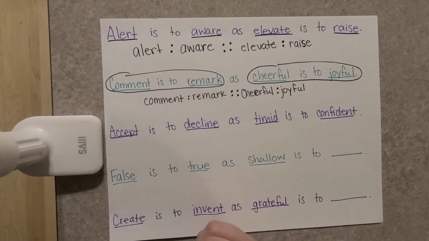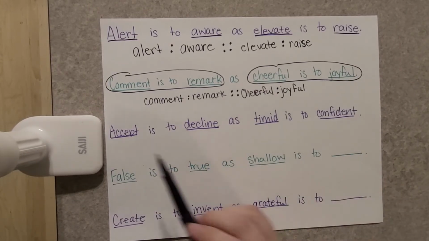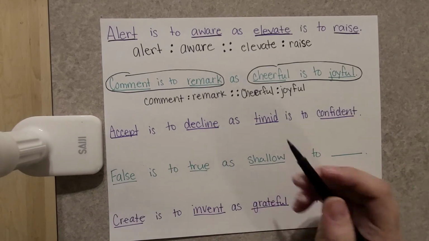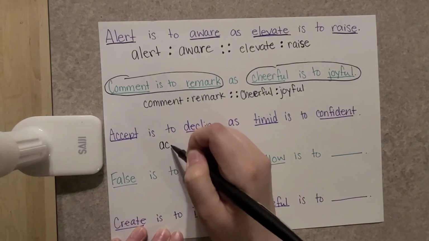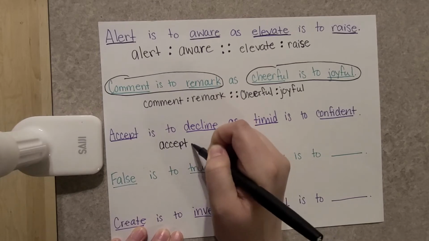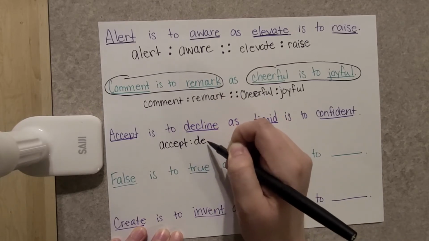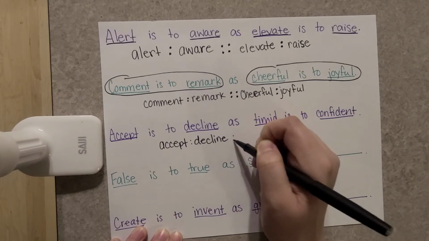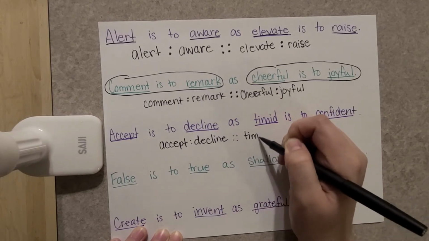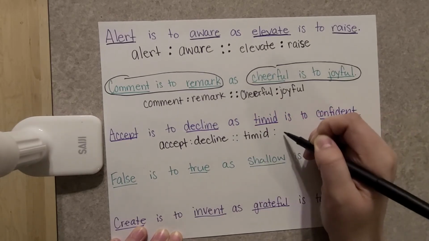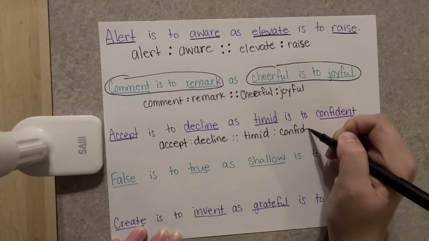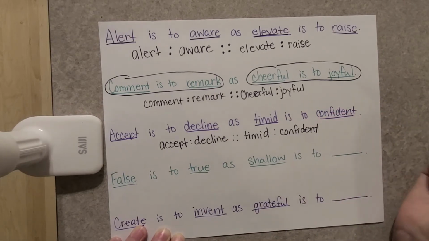I'm going to write it the exact same way because the analogy, even though it's not synonyms, it's still comparing these pairs the same way. Both pairs are antonyms. So I would write accept is to decline, as timid is to confident. Sure you could see that. Okay.